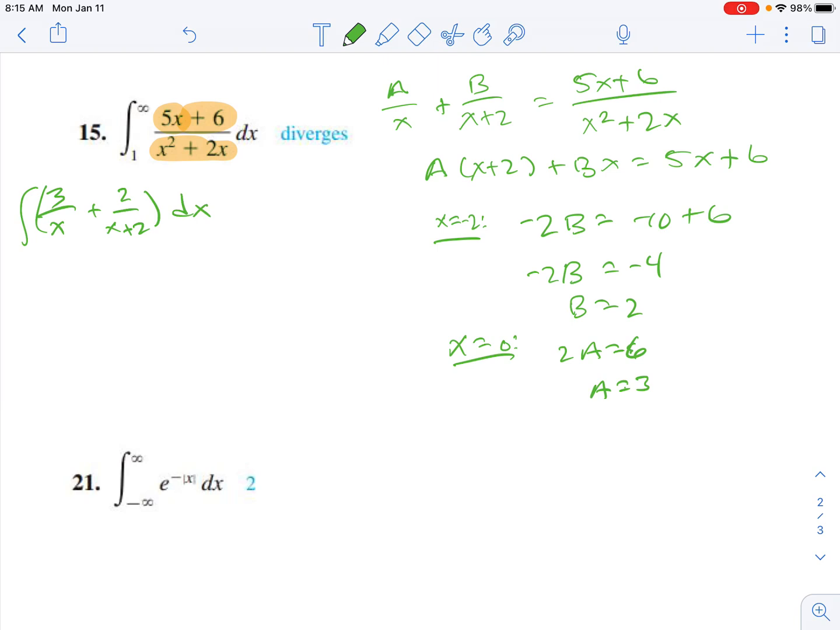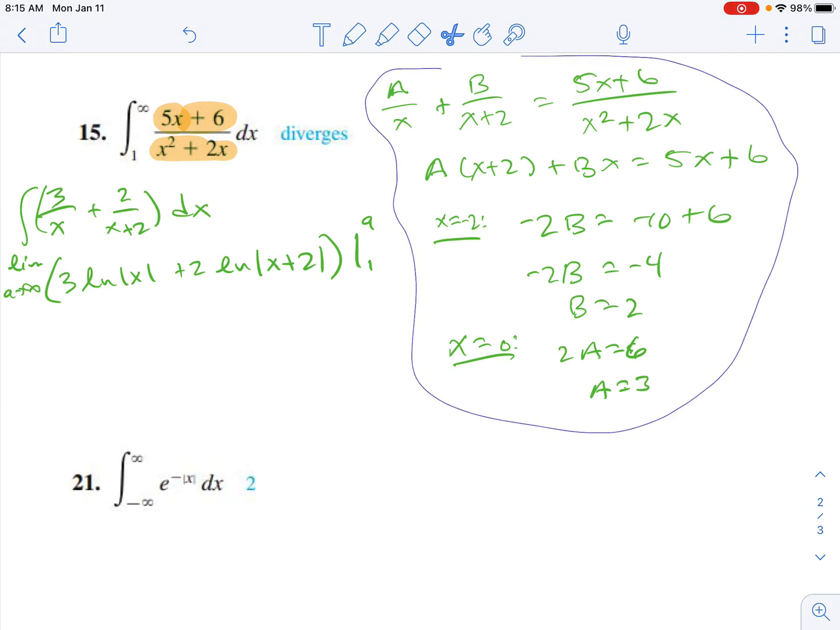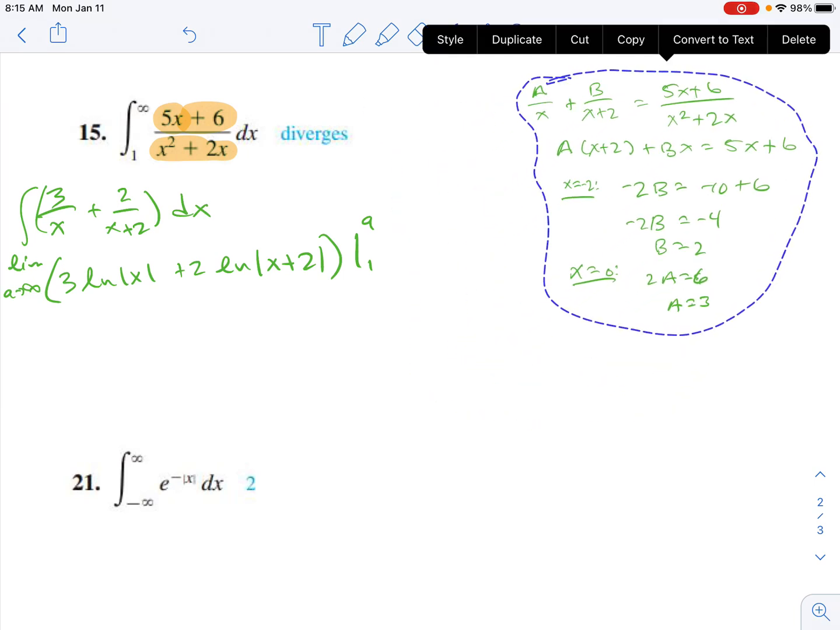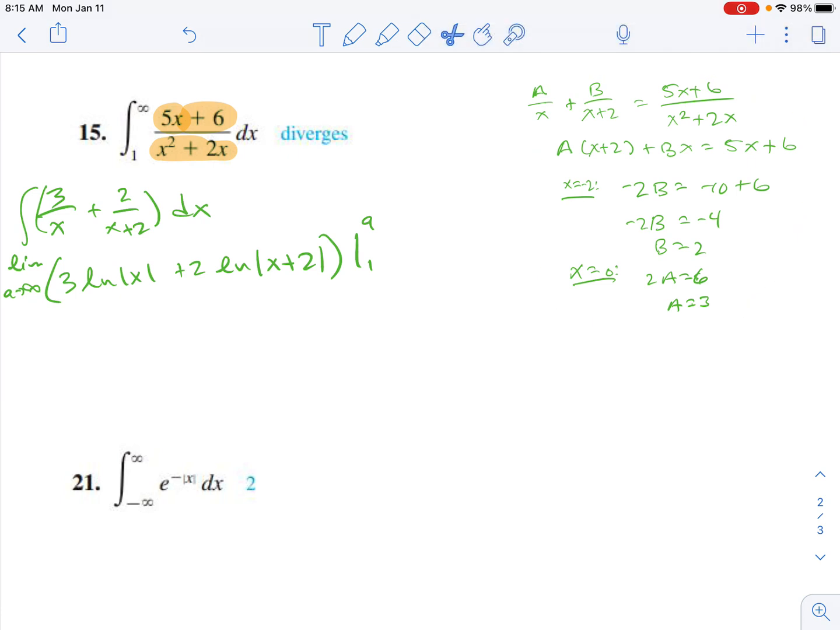And we'll evaluate that. We'll get 3 natural log of the absolute value of x plus 2 natural log of the absolute value of x plus 2. We want to evaluate all of that from 1 to a, and we'll put our limit statement in and do the limit as a goes to infinity. All right, so now we've got all of this set up to be able to plug in, and we can move from here.